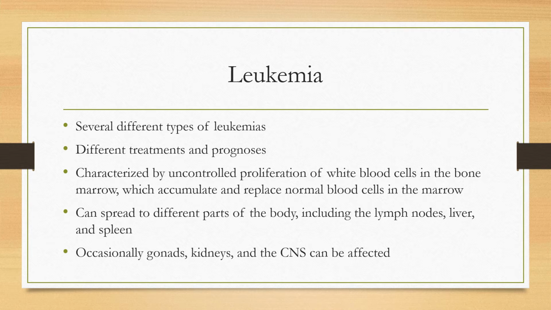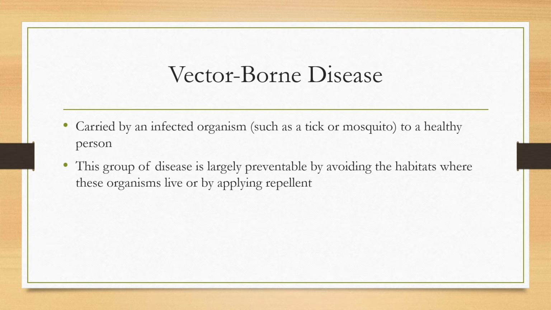So that's versus leukemia. So leukemia is way too many white blood cells, okay? And it's actually a cancer of the bone marrow and the creation of those white blood cells, okay? And there's a whole bunch of different types, different treatments and prognoses. Can spread to other parts of the body, including lymph nodes, your liver and spleen, and occasionally gonads, kidneys, and the central nervous system as well. It all just depends.